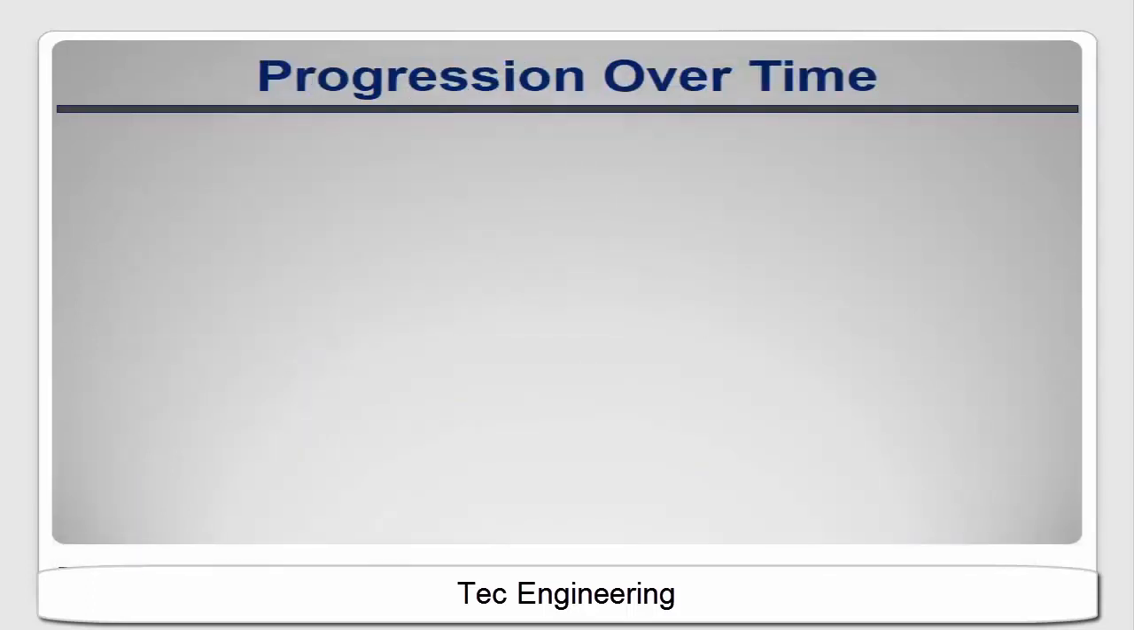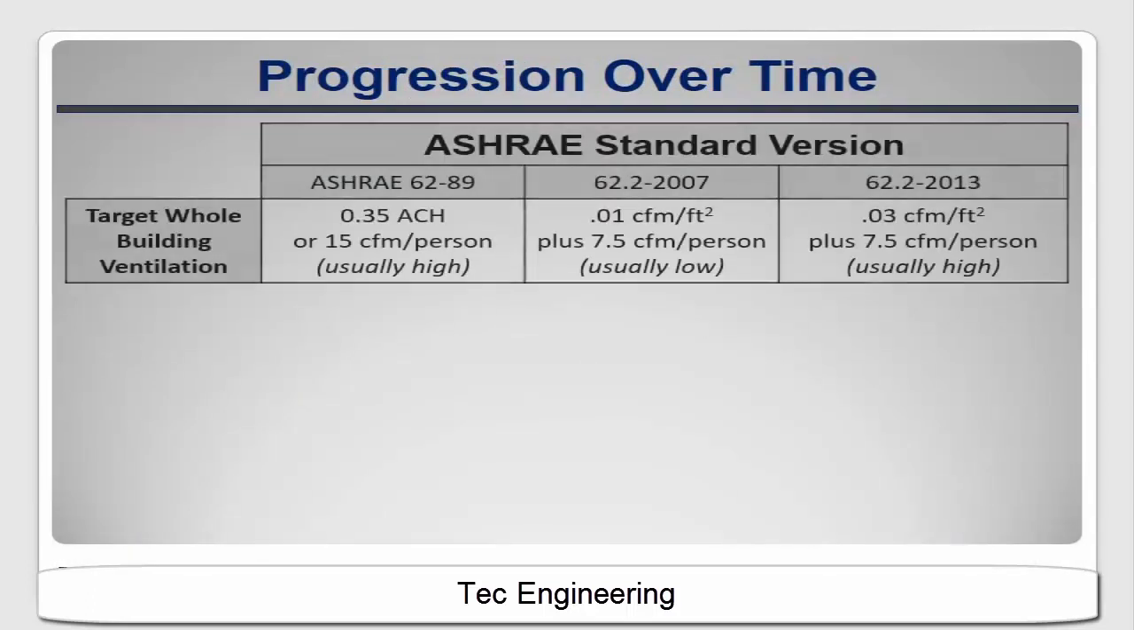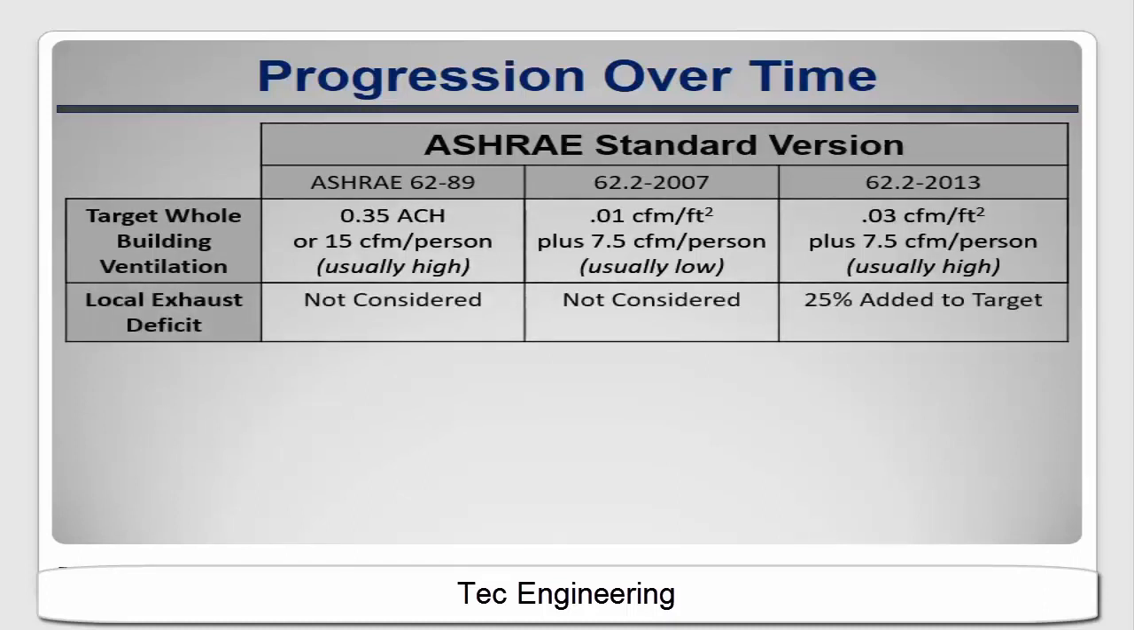Now let's summarize the comparison we just did. The 1989, 2007, and 2013 ASHRAE standards use different formulas to calculate the desired ventilation rate. Both the 1989 and 2013 versions calculate high desired rates. The 2007 version calculates a low rate because it has a built-in infiltration credit. The 2013 version adds additional ventilation if the local exhaust is deficient, making the total requirement even higher.